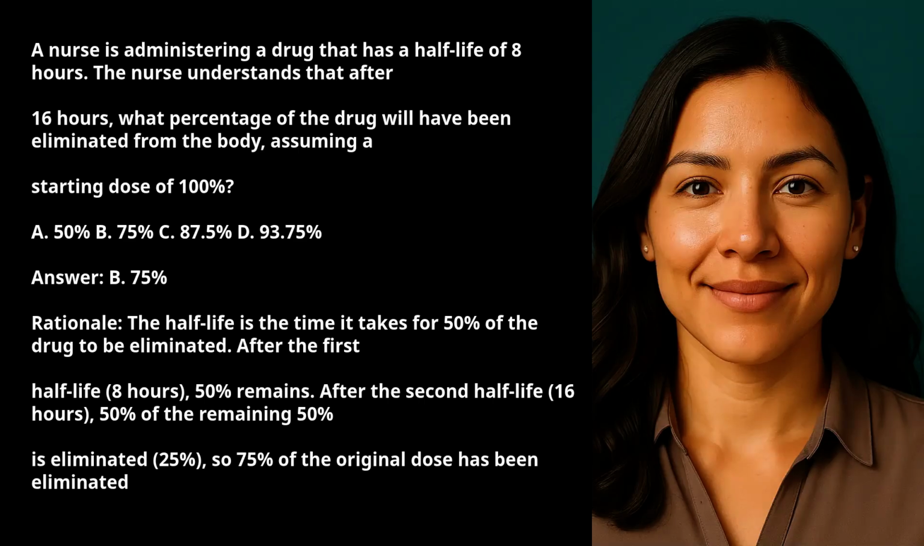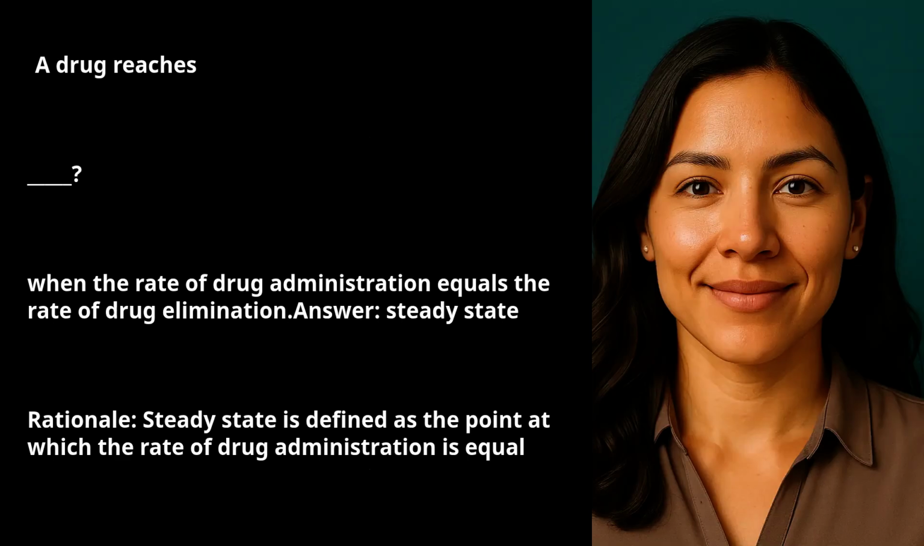Rationale. The half-life is the time it takes for 50% of the drug to be eliminated. After the first half-life, 8 hours, 50% remains. After the second half-life, 16 hours, 50% of the remaining 50% is eliminated, 25%, so 75% of the original dose has been eliminated.